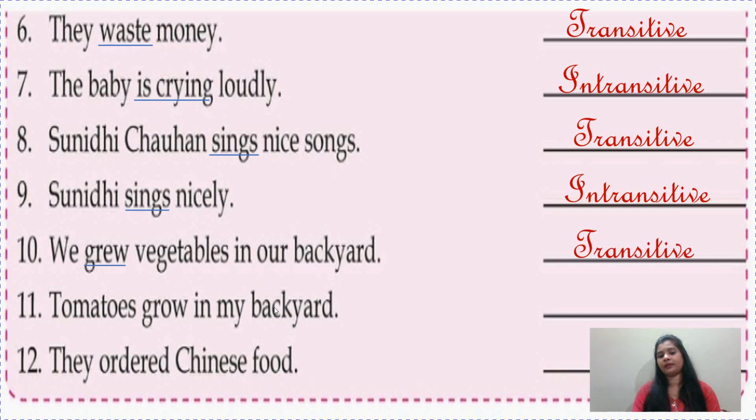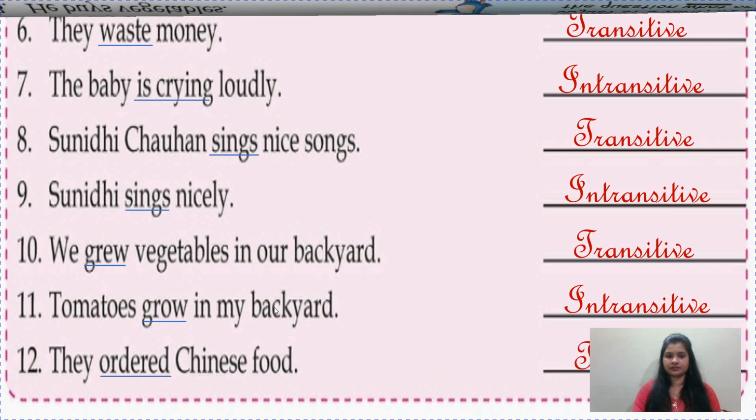Tomatoes grow in my backyard. Children, see, we can also write tomatoes grow. We don't need to answer where. So it is intransitive. They ordered what? Chinese food. So it is transitive.